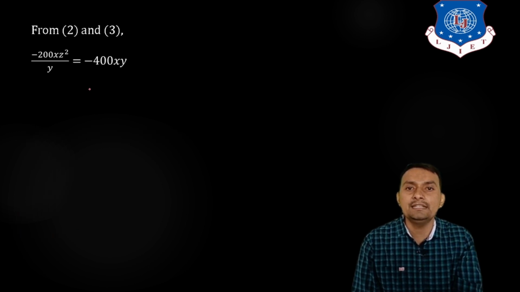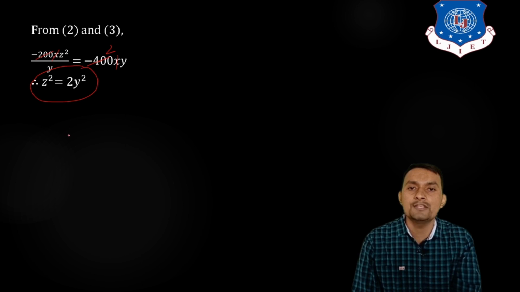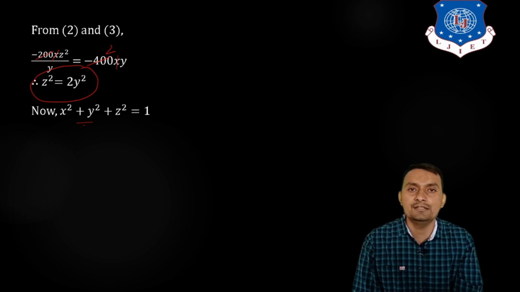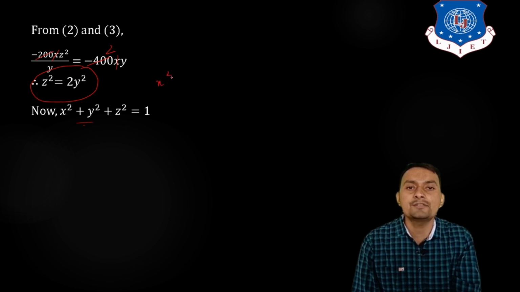From 2 and 3 we will get this, but when you simplify, x also gets cancelled out, and when you take the cross product you get z square is equal to 2 y square. But we have this constraint, because we want to determine the point on this surface. Which is the surface? The unit radius sphere, and therefore we need to consider x square plus y square plus z square equal to 1, but we have x square equal to y square and z square equal to this one.